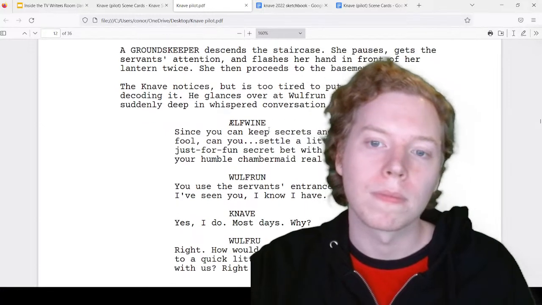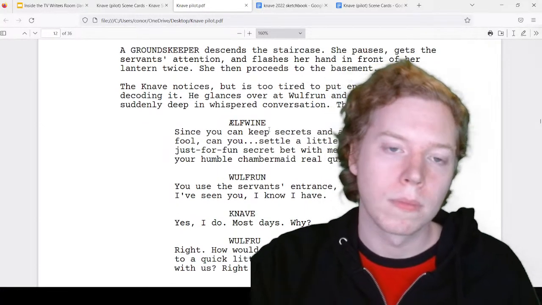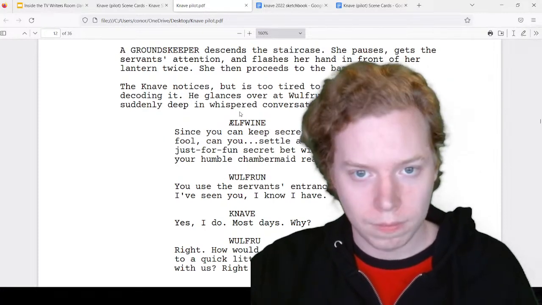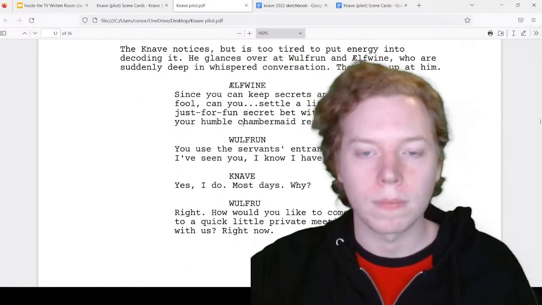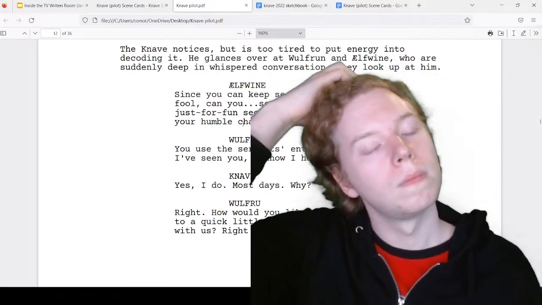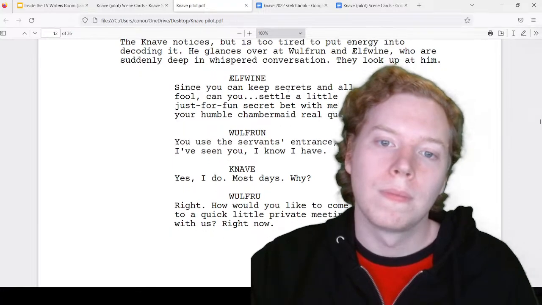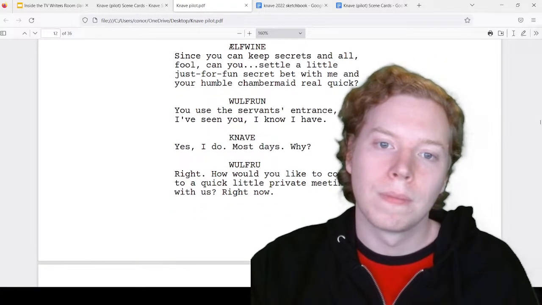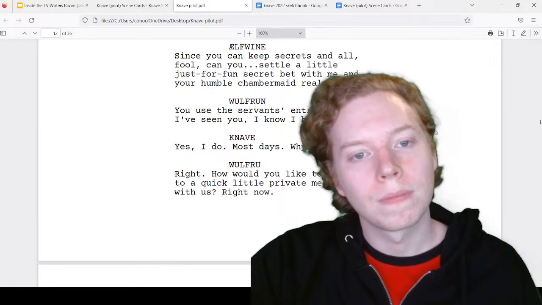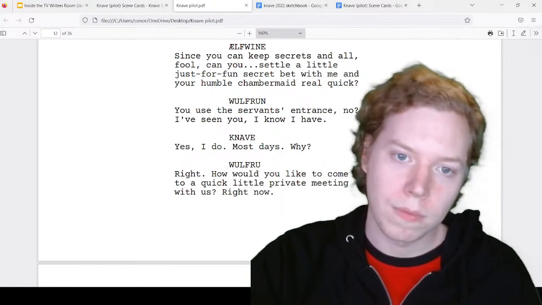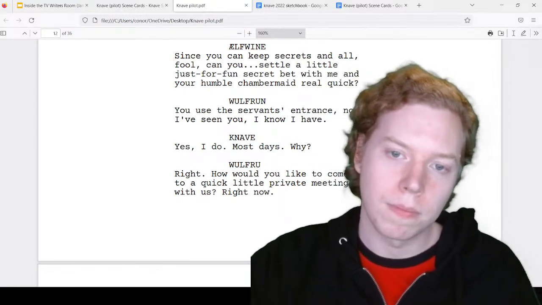Groundskeeper descends the staircase. She pauses, gets the servant's attention, and flashes her hand in front of her lantern twice. She then proceeds to the basement. The knave notices, but is too tired to put energy into decoding it. He glances over at Wolfrun and Alfwine, who are suddenly deep in whispered conversation. They look up at him. Since you can keep secrets and all, fool, can you settle a little, just for fun, secret bet with me and your humble chambermaid real quick?